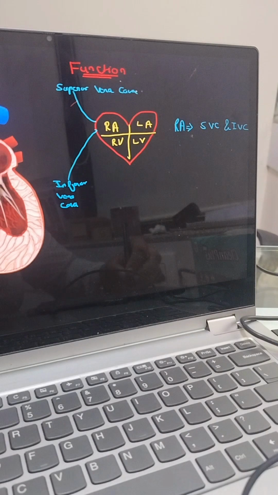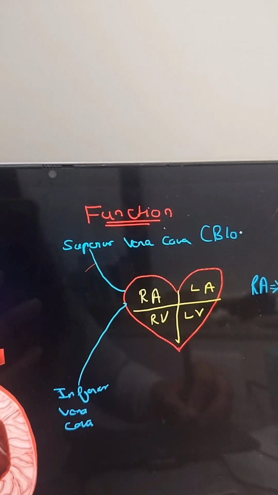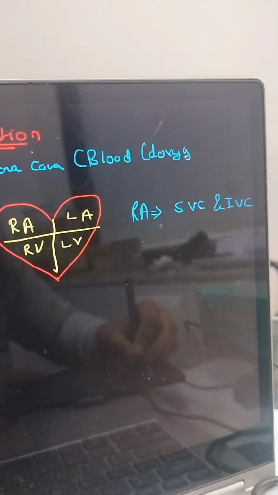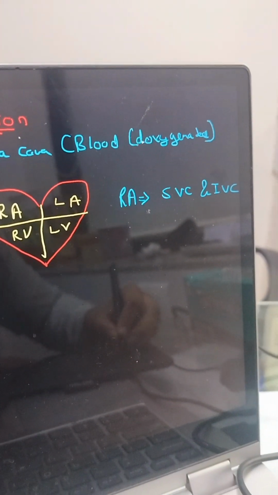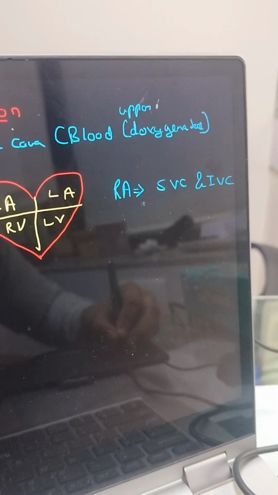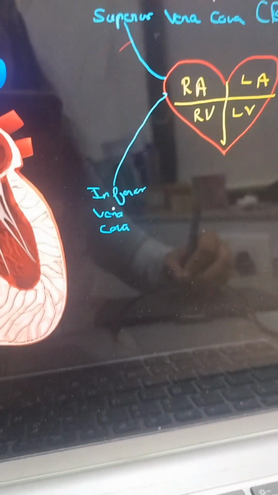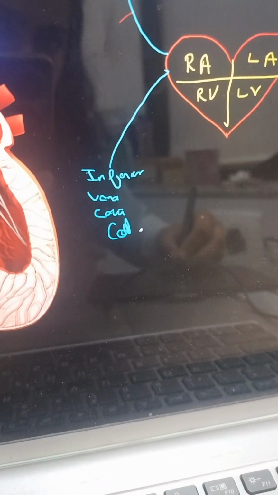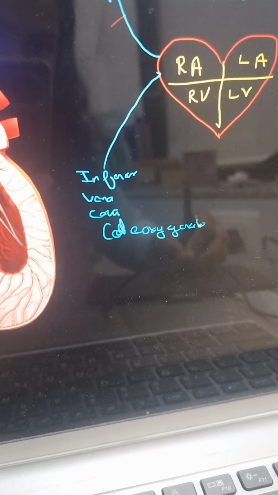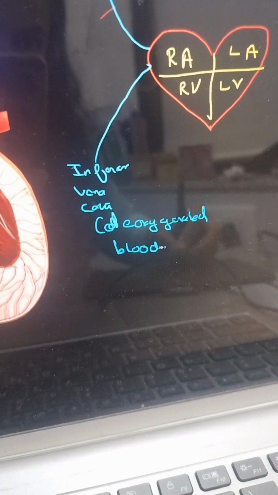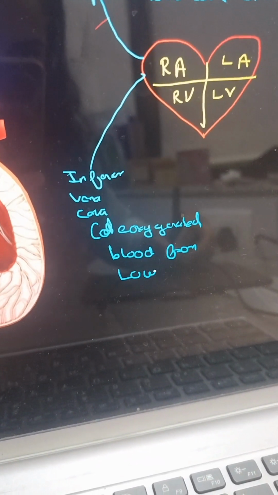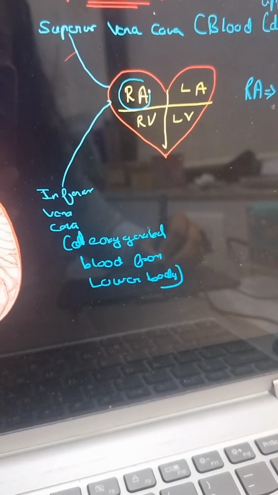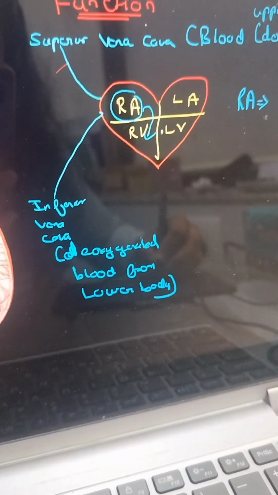Superior vena cava and inferior vena cava mean all the blood that is deoxygenated from the upper body, and from here, the inferior vena cava, all the deoxygenated blood from the lower body comes into this right atrium, and from this right atrium it enters into the right ventricle.